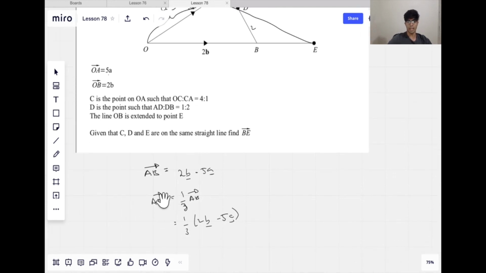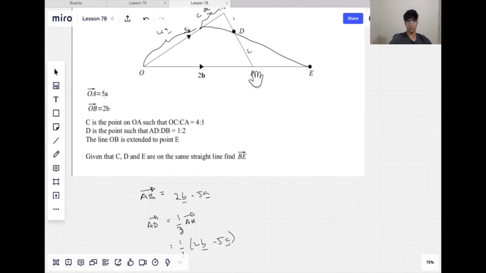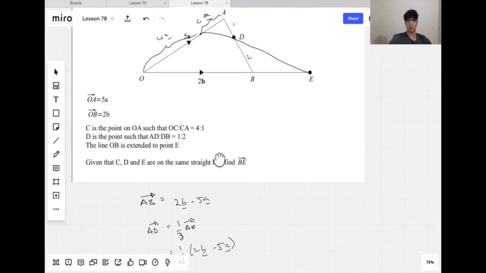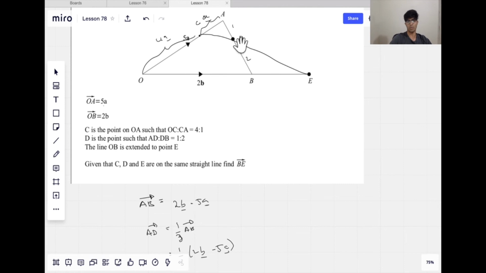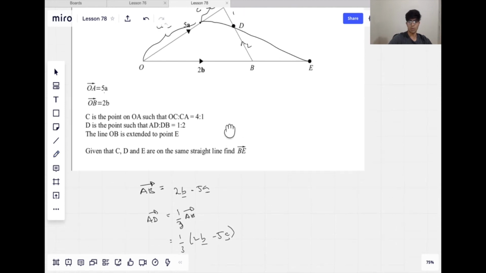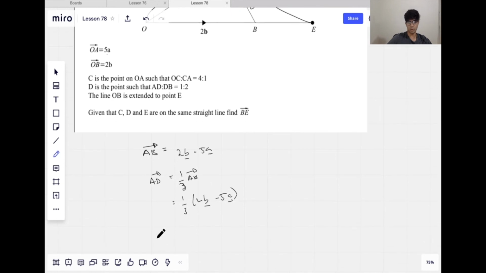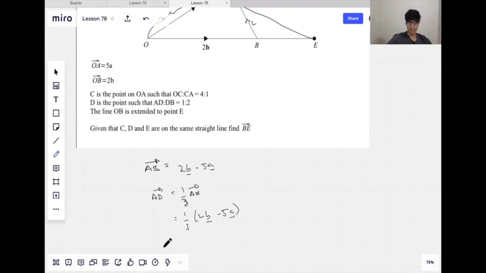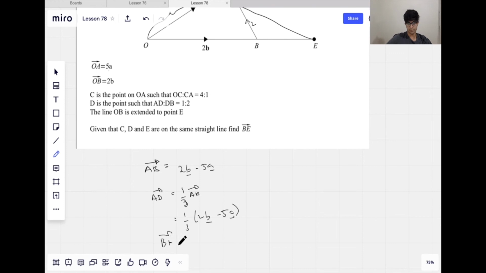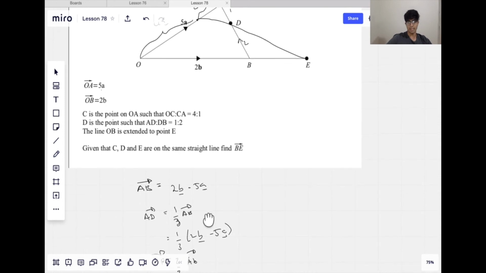So we know what AD is, and if we know what AD is, we know what BD is. You might have the vague feeling that you'll have to go through D, and the most direct way from B to E is B to D, then D to E. So it'd be quite useful to know what B to D is. We know A to D is a third of that. And so we know, for example, D to B is 2/3 of A to B.